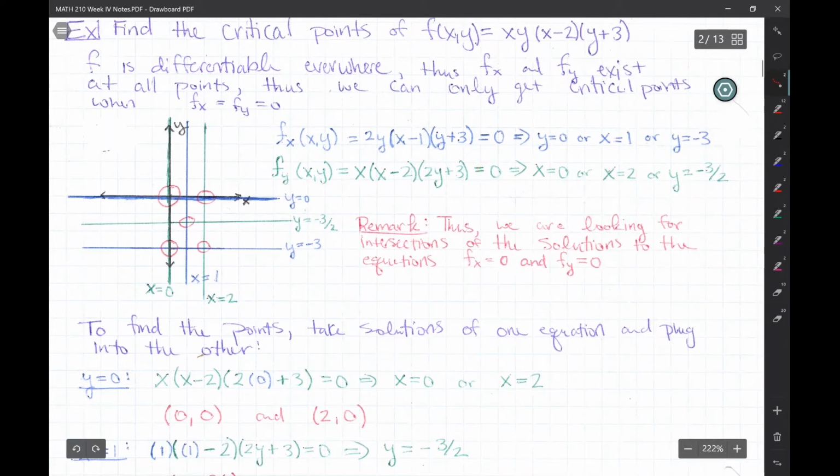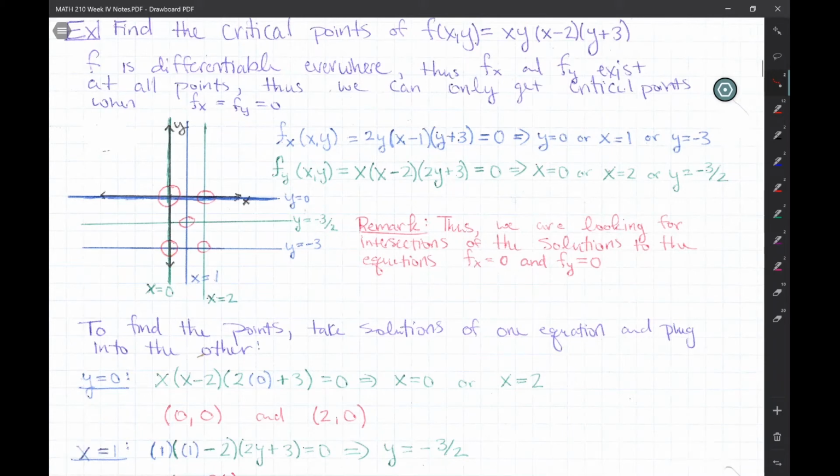Okay? Now, what's a critical point? A critical point is where both partial derivatives are equal to 0 simultaneously. So graphically, that's where the green and blue intersect. Okay? So I have these circled in red around here. That is where your green lines and your blue lines intersect.